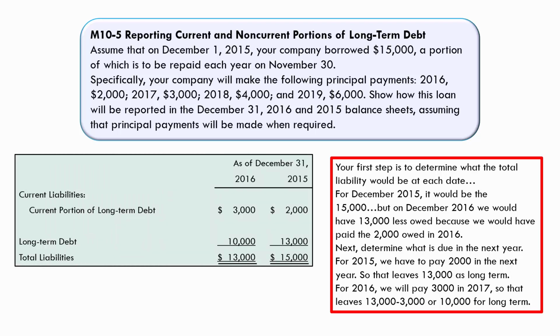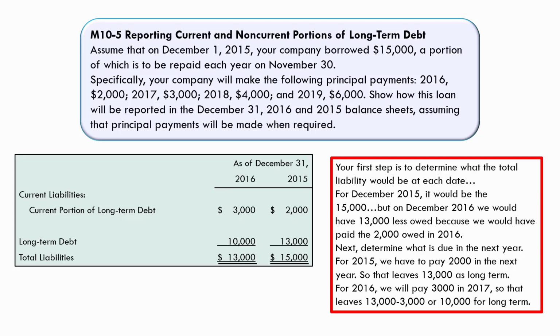So in 2015, as it says up there, we borrowed $15,000. So we have $15,000 in total liabilities December 31st of 2015, because our first payment is not going to be made until November 30th of 2016. On December 31st of 2015, our total amount is going to be $15,000. That first payment, which is made in 2016, is going to be $2,000. So out of the 15, $2,000 is the current portion. The remainder then would be long-term.